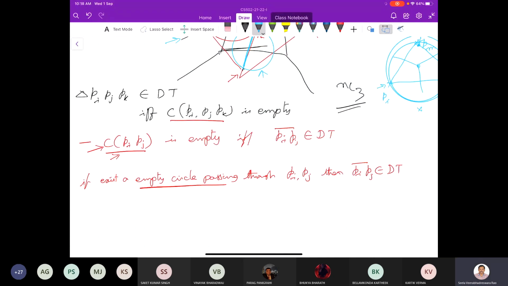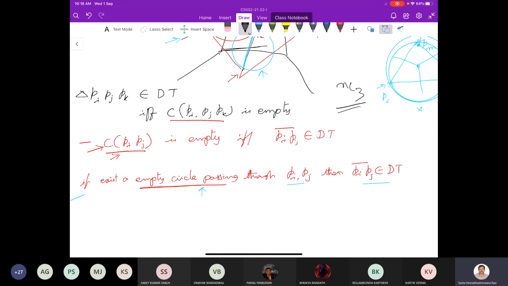if there exists any one circle which is empty passing through these two, then that edge belongs to the Delaunay triangulation. This is another property of Delaunay triangulation, and from this we can also construct the Delaunay triangulation. Of course, computationally we are not bothered about the computational complexity. But this is another property. So we can use these properties to show various things.